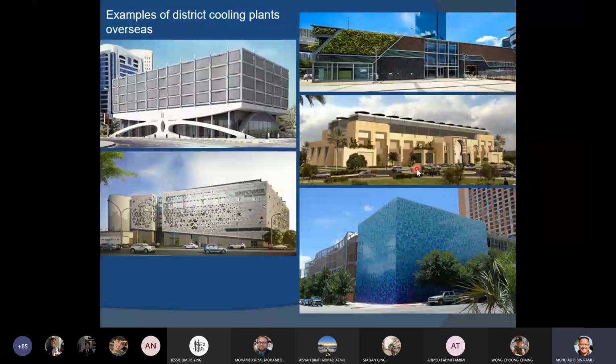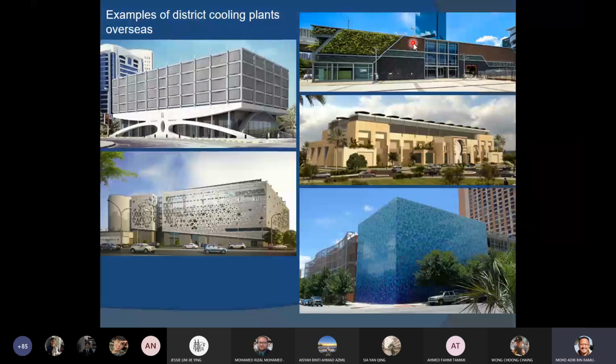Okay, this is how district cooling plants look overseas. Okay, so you can see the difference, but maybe because these are new developments, new buildings, so they put into consideration the aesthetic of the district cooling plants. I think two or three of them are located in Dubai or Abu Dhabi. I think, if I'm not mistaken, this one, the first one, the second one, and also this one. I think somewhere in UAE, right?